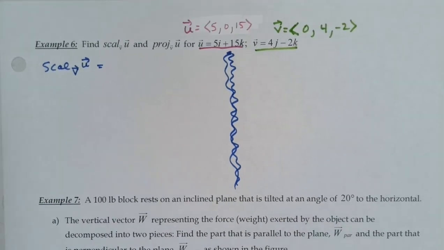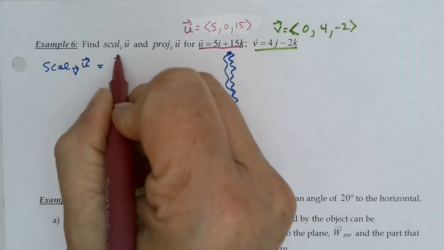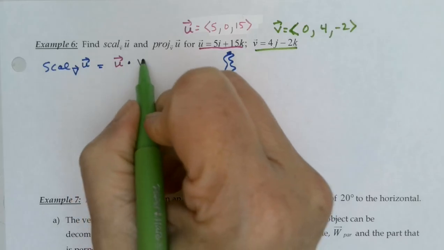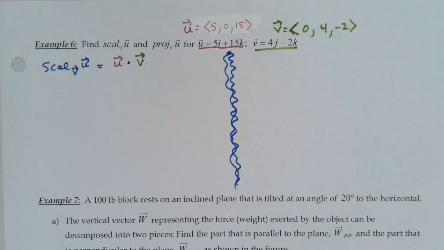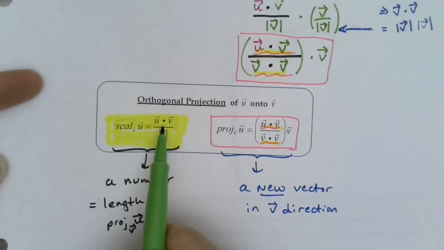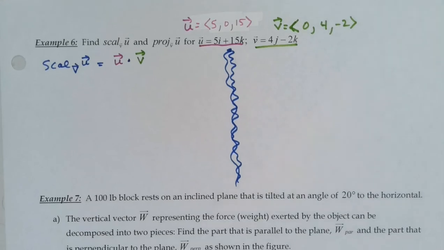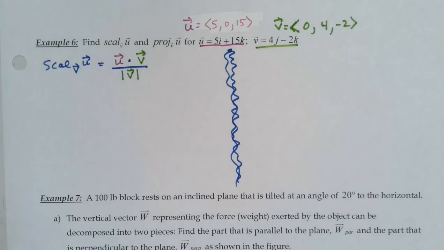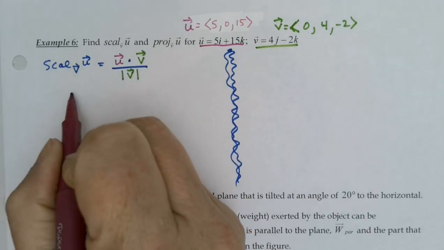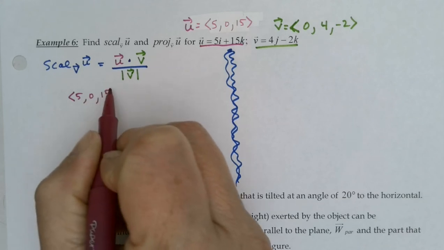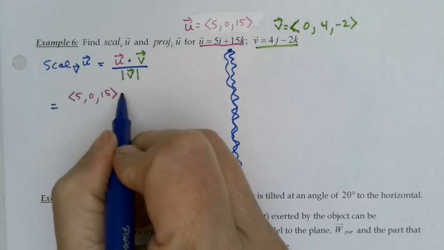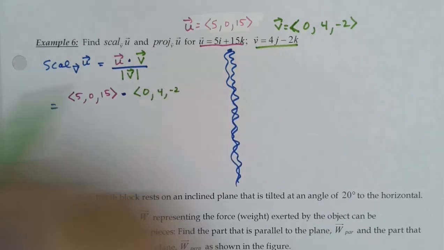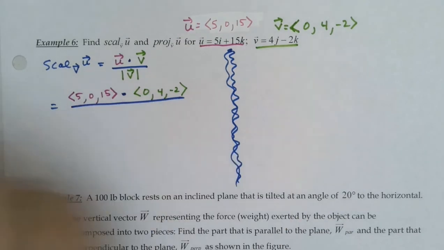Okay, so I'm going to take u dot v, so u dot product with v, and I'm going to divide it by the magnitude of v. Right, that's the formula. So you take u dot v, you divide by the magnitude of v. Okay, so that would be 5, 0, 15, dot product with 0, 4, negative 2, all divided by the magnitude of that.